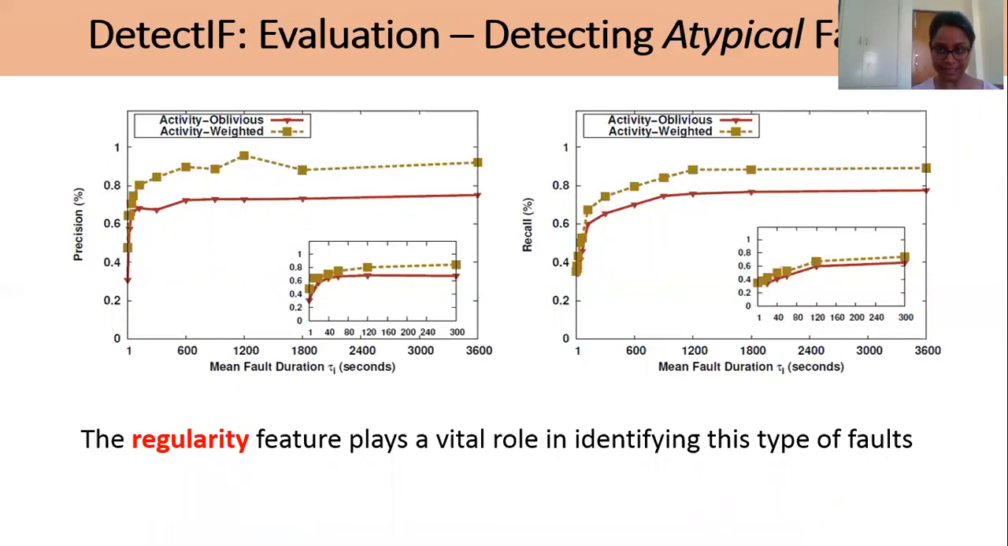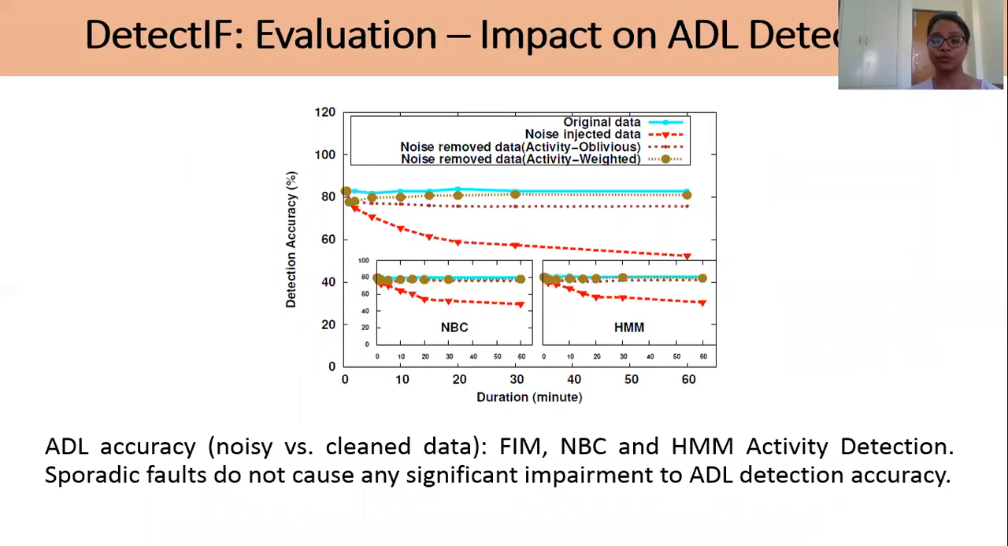Now let's talk about the validation, that is the end application. So for all three detectors, NBC, HMM in the inset and FIM in the original, you see that the blue line is the original data, meaning if you run FIM on the original data, that is the accuracy that you get. And then if you inject faults, which is the red line, that shows how the activity detection performance deteriorates. Which was our initial motivation, that activity detection performance really does badly when there is a fault. We have injected them artificially, but that's how it behaves.